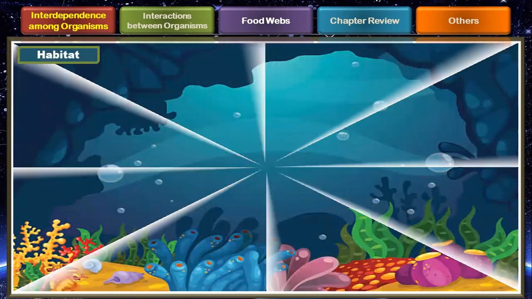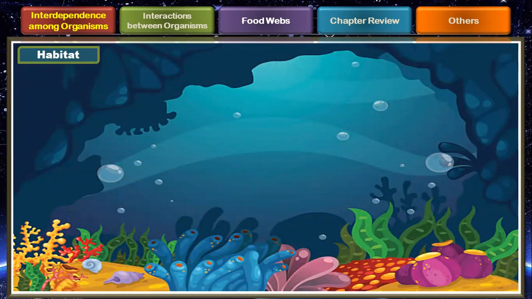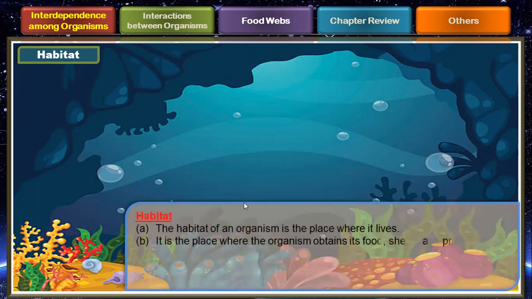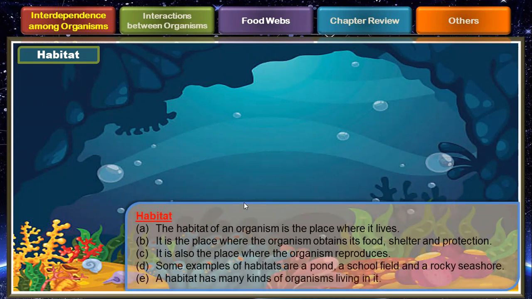First off, we have the word habitat. What is the word habitat? As you can see in the picture, this is the house or the place wherein many kinds of fishes live. Simply saying, the habitat of an organism is the place where it lives. It is the place where the organism obtains its food, where it eats, shelter, where it stays, and protection. It is also the place where the organism reproduces.